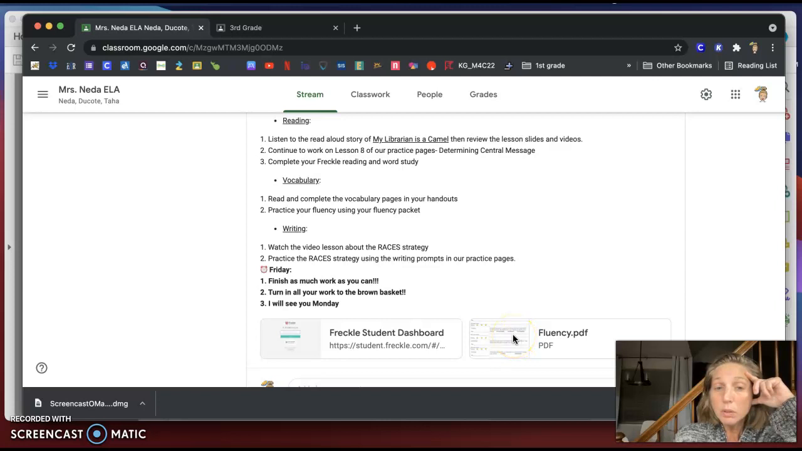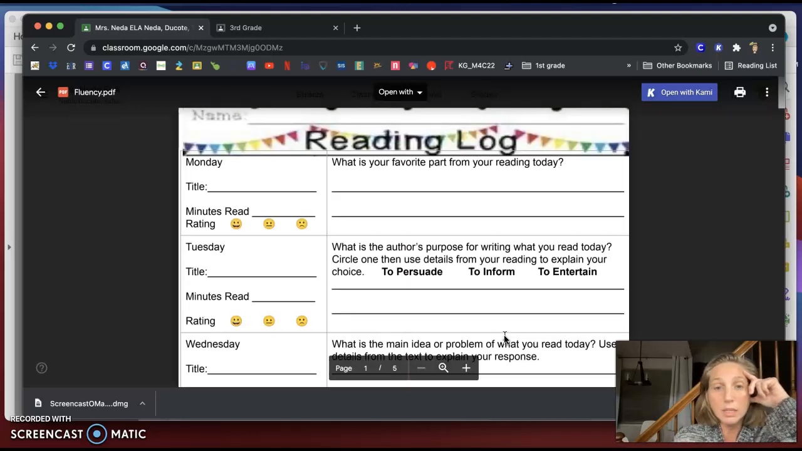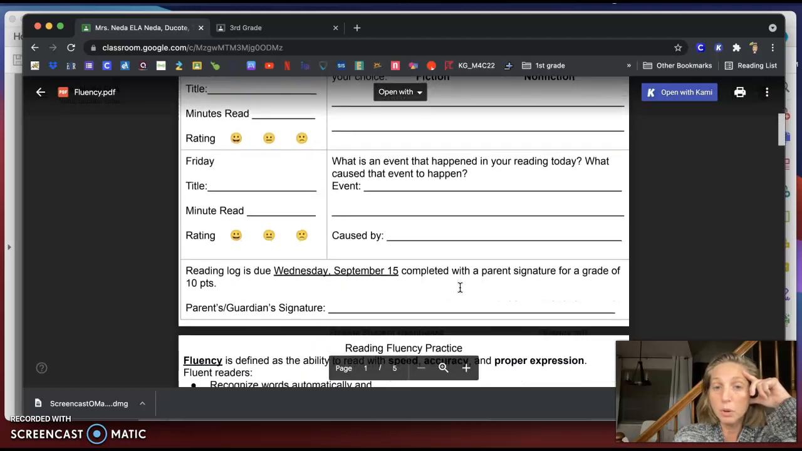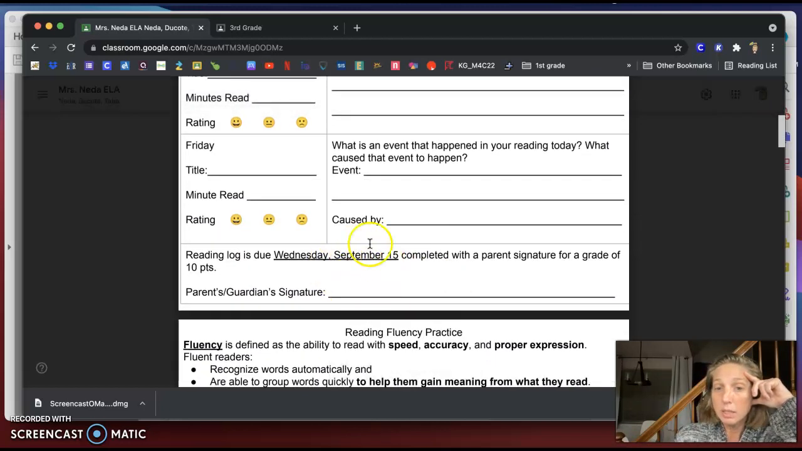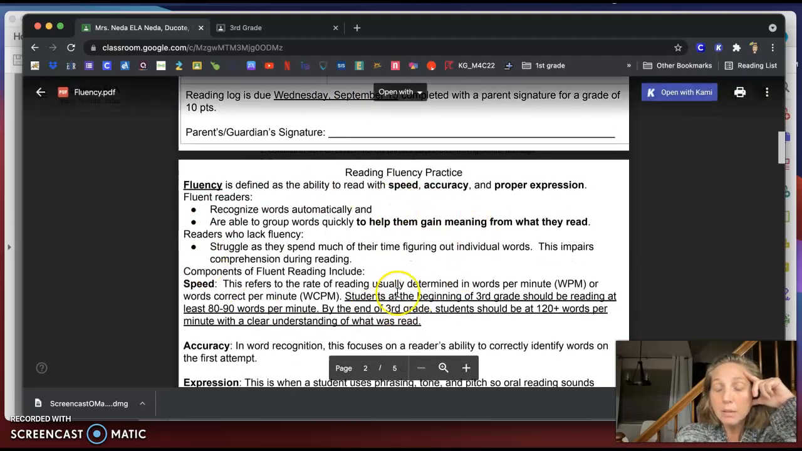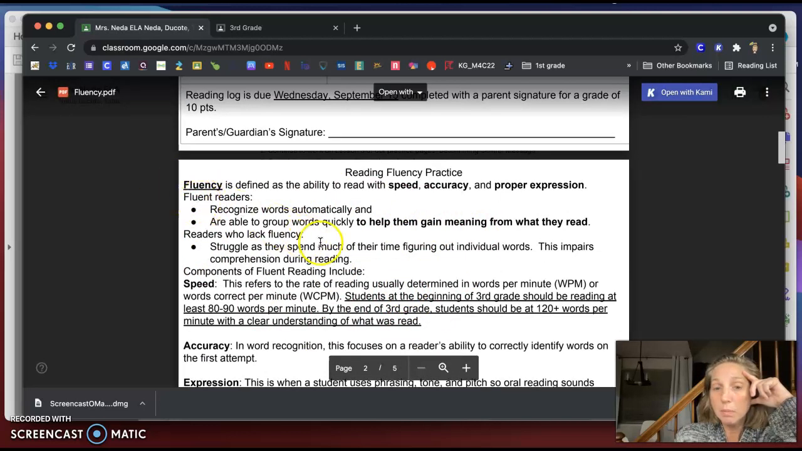So remember, you still have a reading log that you need to turn in to me. So I'm going to click on this fluency, which is also your reading log, and you'll see it's the same thing as before. So you need to make sure you finish your first one, and you'll see that this one's due September 15th. It still has to have a parent's signature. But then on the back of that, or in that packet, you should have the fluency information.